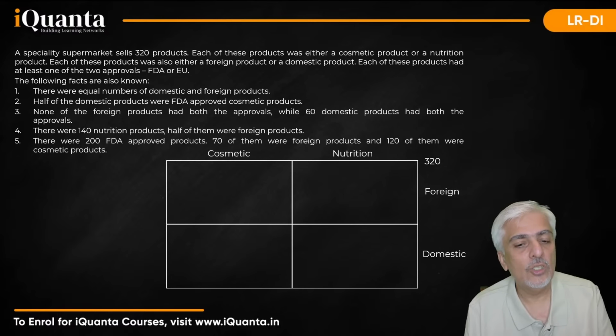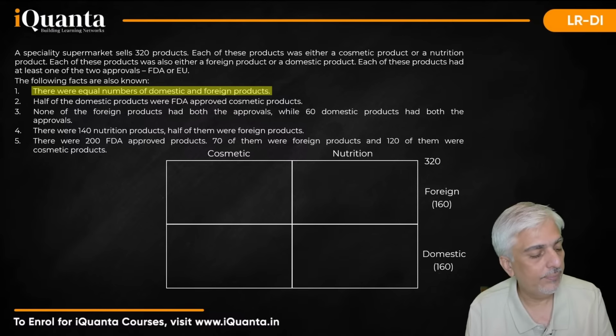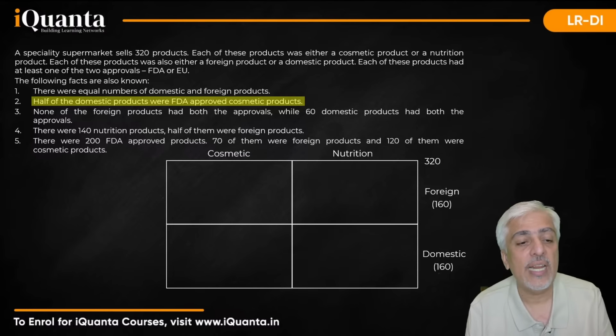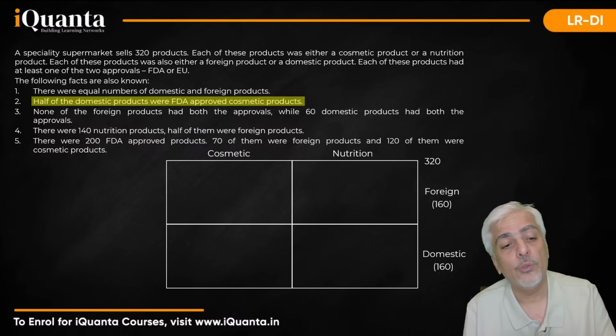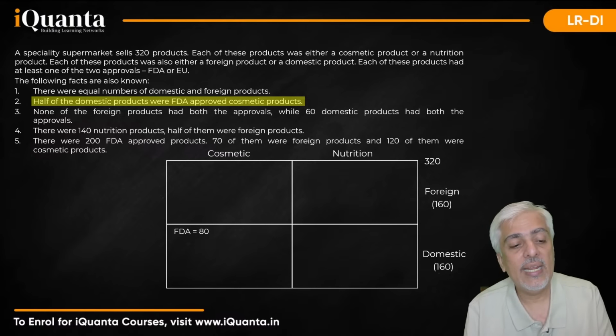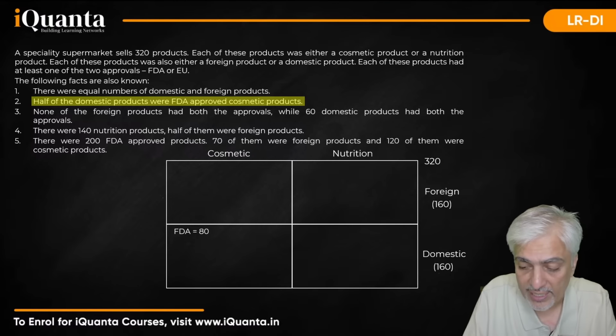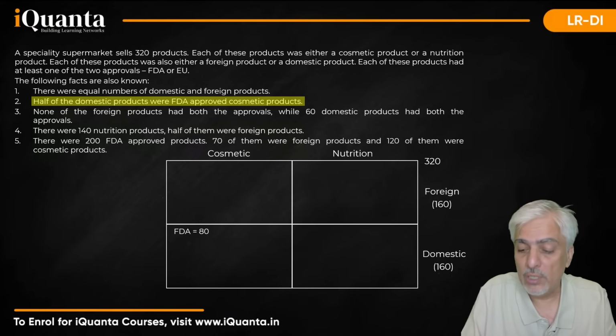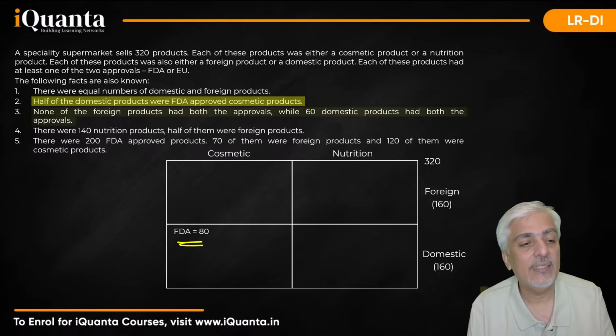Okay, let's start. So cosmetic, nutrition, foreign, domestic, 320 are there. There are an equal number of domestic and foreign. What will that tell me? Domestic and foreign both have 160, 160. Let's read one statement carefully. Half of the domestic products were FDA approved cosmetic products. Let's read properly. Half of the domestic is FDA approved cosmetic. So 80 within cosmetic is FDA approved. That means there can be still more over here in cosmetic, but they might not be FDA approved. So this is the 80 over here, half of 160.